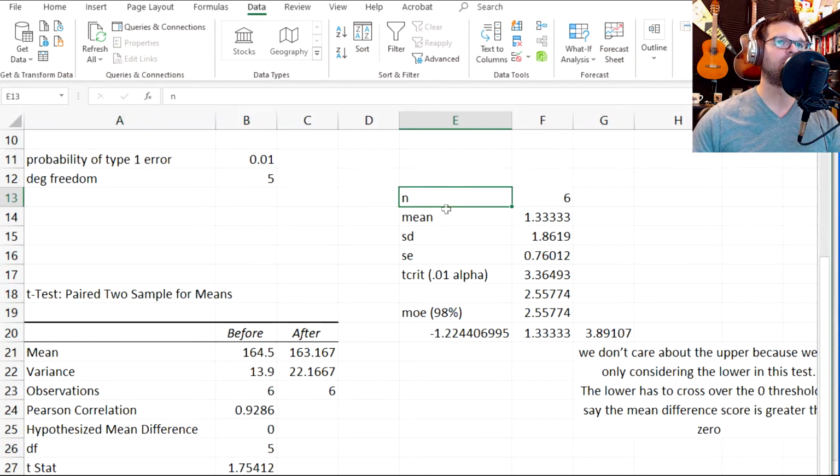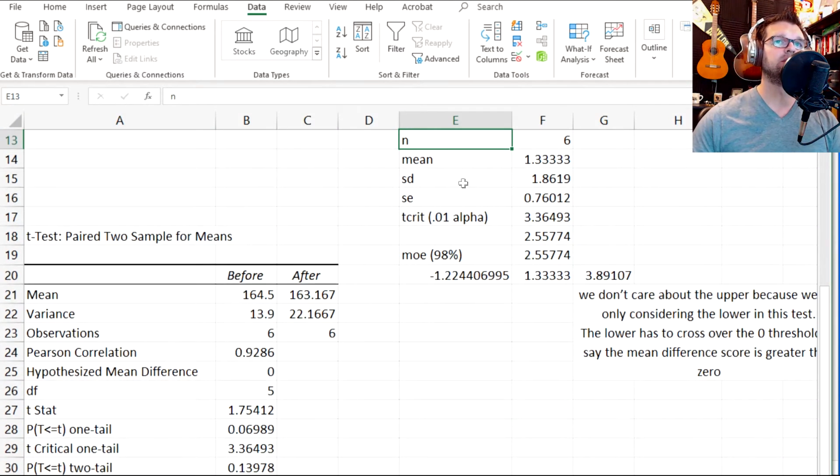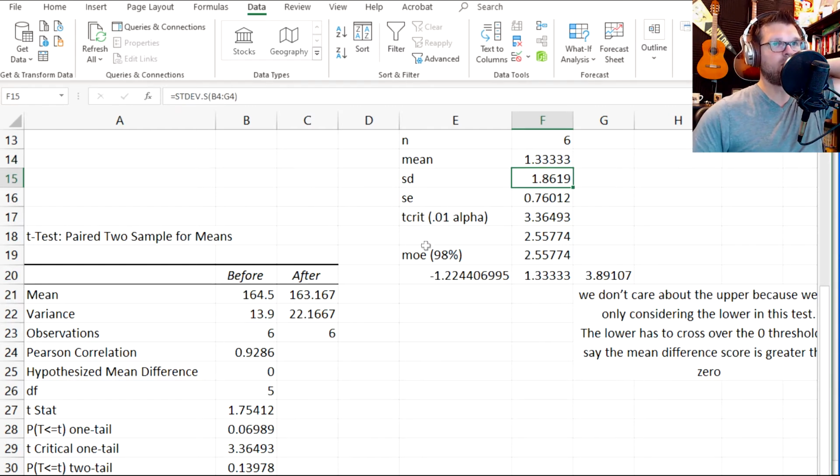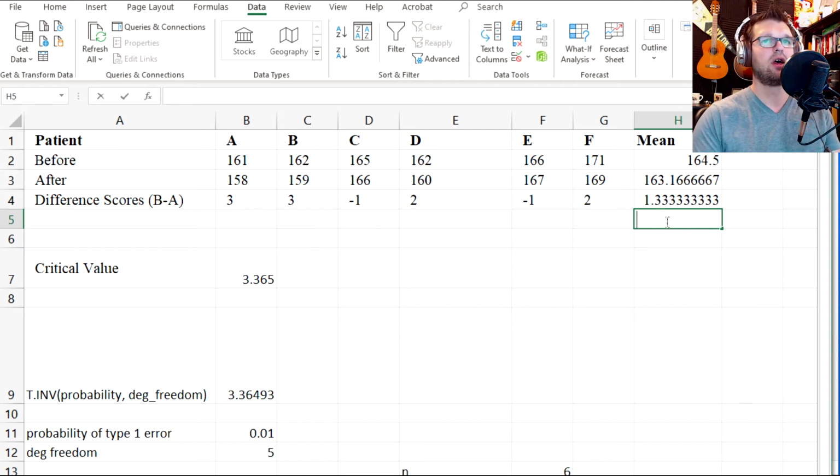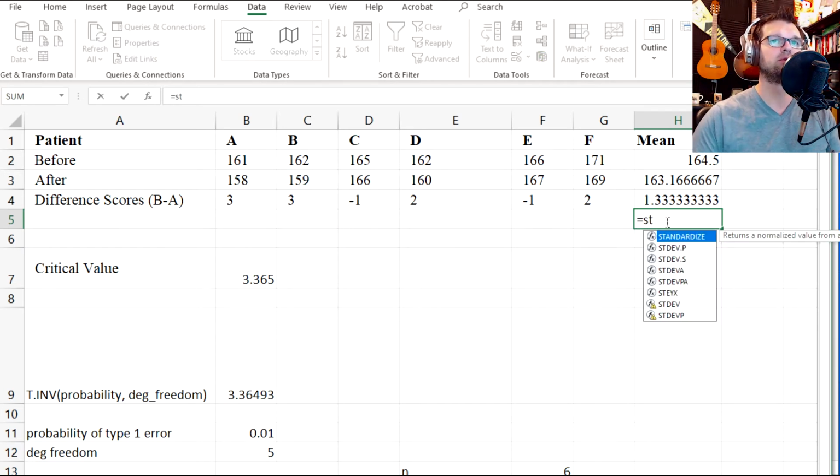Coming over here, I'm going to do something really quick. I'm going to calculate the margin of error. So we've got the numbers, 6, the mean is 1.33, and I don't think it gives you the standard error, so we've got to calculate the standard error. We calculated the standard deviation right here of the difference scores. We've already got the mean of the difference scores, so I'm going to do equals standard deviation of the sample.